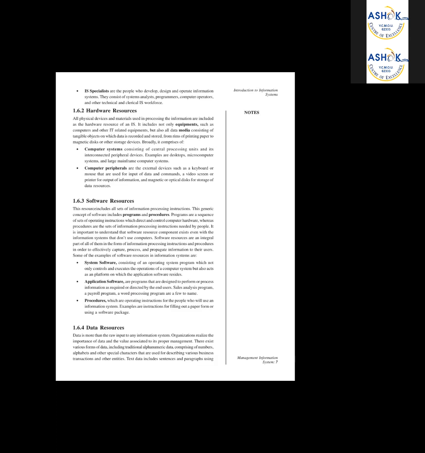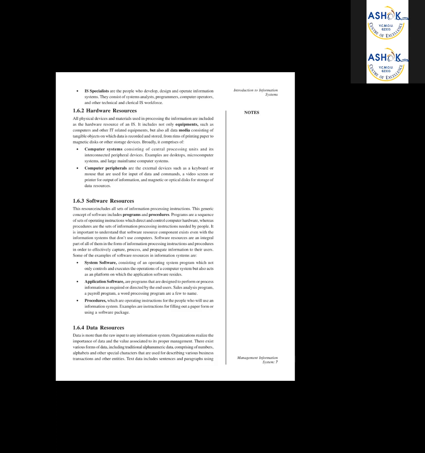Software resources are an integral part of all information systems, in the form of information processing instructions, in order to efficiently capture, process and present information to their users. Some examples of software resources in information systems are: first, system software, consisting of an operating system program which not only controls and executes the operations of a computer system but also acts as a platform on which the application software resides.